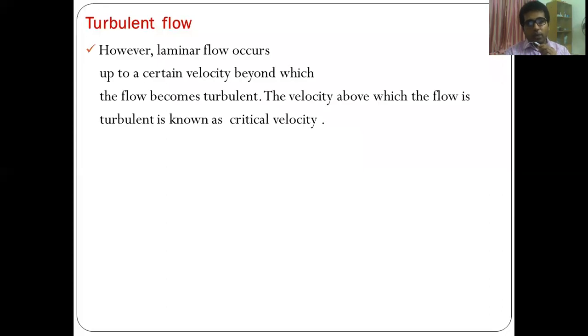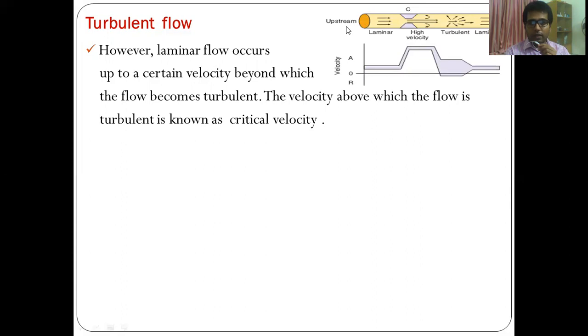Now, what is turbulent flow? Another type of blood flow is known as turbulent flow, which is not normal. When there is interruption of the laminar blood flow, there may be turbulent flow. Basically, laminar flow occurs up to a certain velocity, beyond which the flow becomes turbulent. The velocity above which the flow is turbulent is known as the critical velocity. So up to a certain velocity the flow will be laminar, but beyond that velocity the flow will be turbulent.